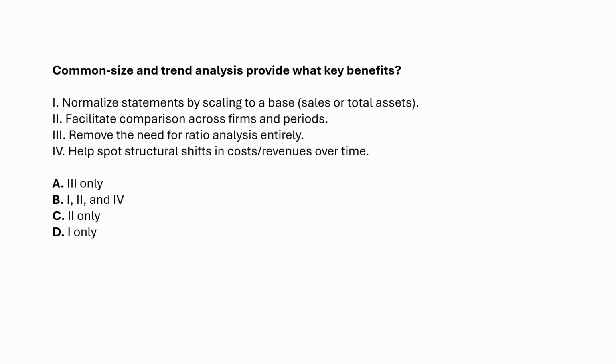Now, let's work through it step by step. Number 1. Normalize by scaling to a base. Yes, this is exactly what common size analysis means. On the income statement, every line item is expressed as a percentage of sales. On the balance sheet, every line item is expressed as a percentage of total assets.